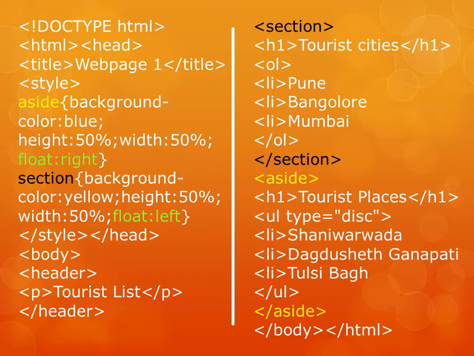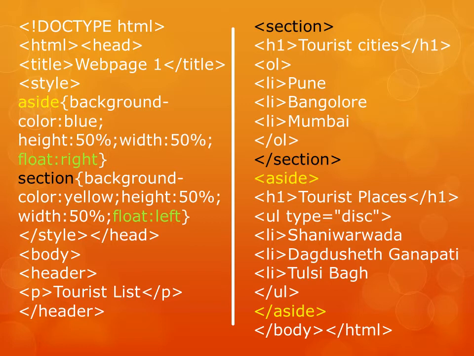Then next line is the section. Again we are applying a style on section. So again write down background color equal to yellow. So the color of this section is different, yellow. Again height and width is 50%. So half the page is assigned to the aside part, and the second half is for the section. Then float equal to left. So for your web page, the left part is for section and the right part is for aside.